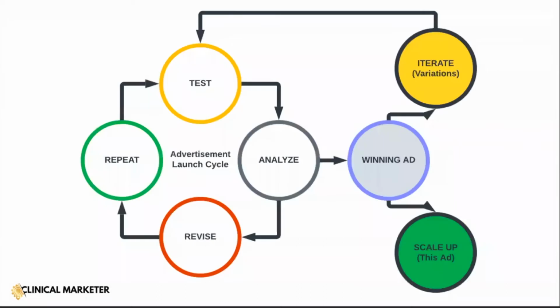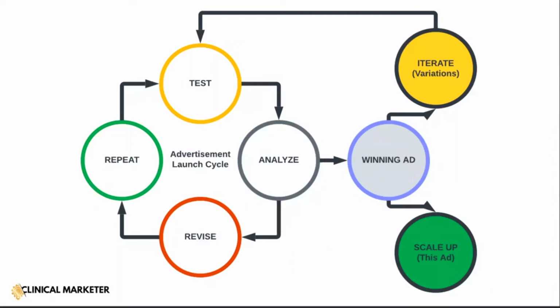Okay, now what we're going to do is we put all of this stuff together, and we're going to test it in what we call the advertising launch cycle. So we're going to test the ads, analyze them, revise them, and repeat. And when we find an ad that's doing great, we basically pull it out, make a variation of it based on what we believe is causing it to be successful. And then we put it back through the cycle again and again, and continue to scale from there.